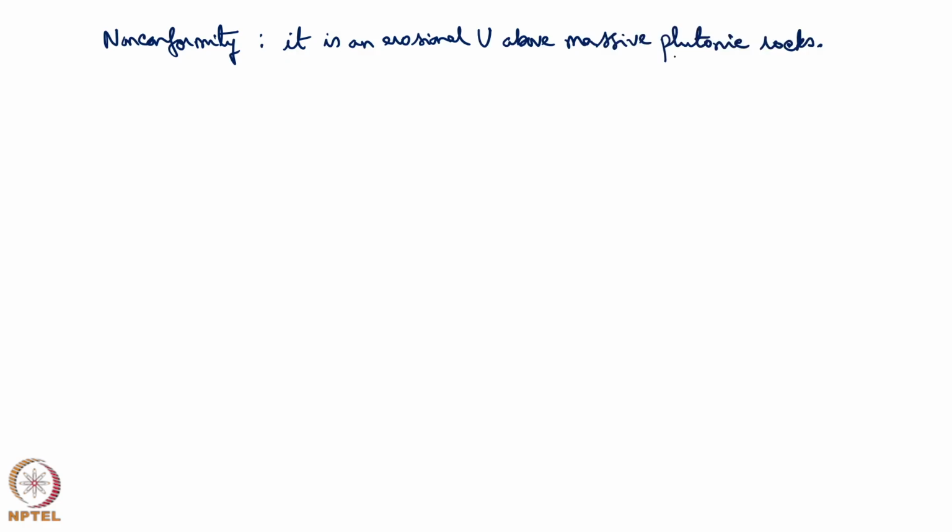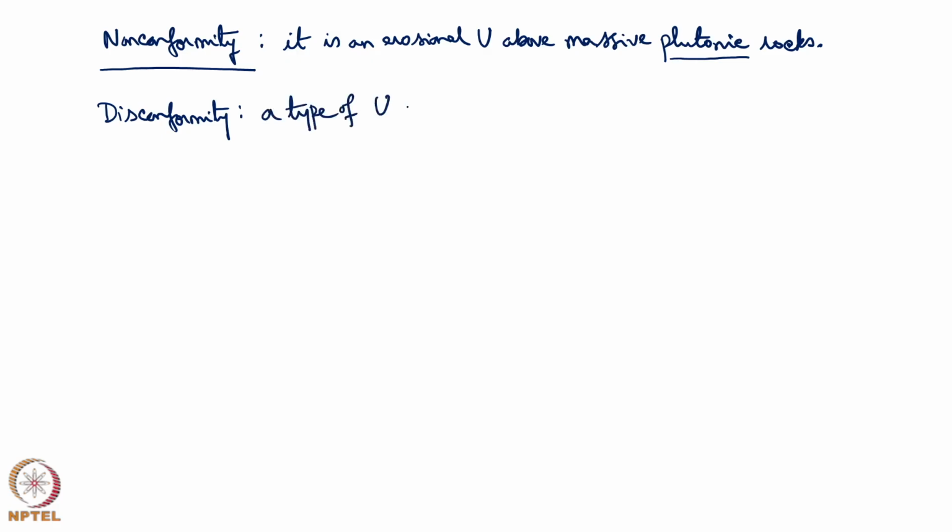What is the meaning of the word plutonic rock? These are the igneous rocks which crystallize at great depth, which have bigger crystal sizes due to slow cooling rate. We can write another type of unconformity known as disconformity. It is a type of unconformity in which beds above and below are parallel to each other.